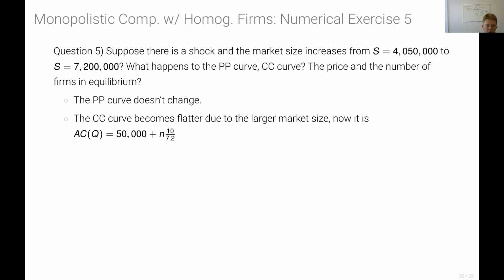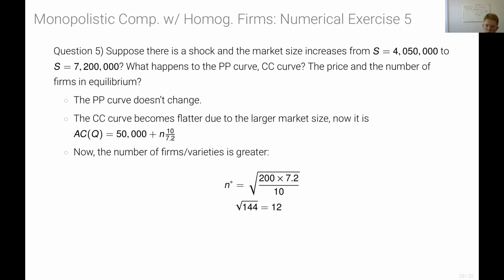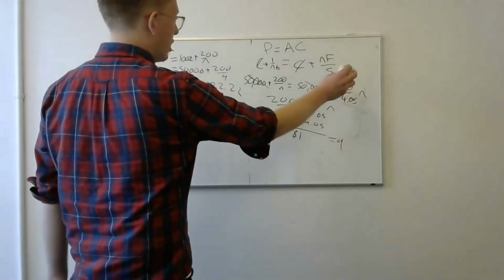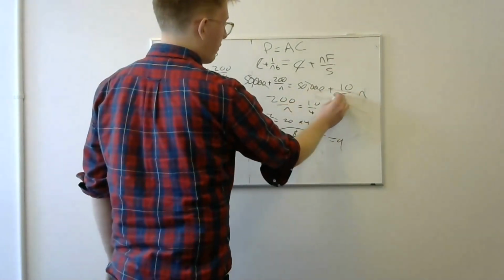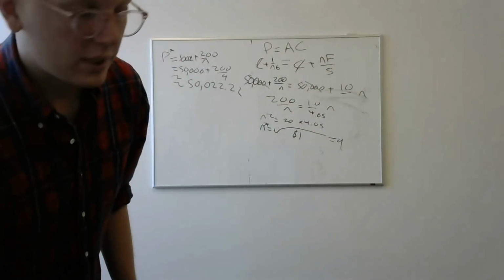The CC curve is now going to become flatter, because we now have a larger market size, and so average cost is not going to increase as fast with the number of firms in the industry. So now average costs are 50,000 plus n times 10 over 7.2. If we just want to go back through and calculate the new number of firms, all we need to do is come back here and change S equals 4.05 to 7.2.